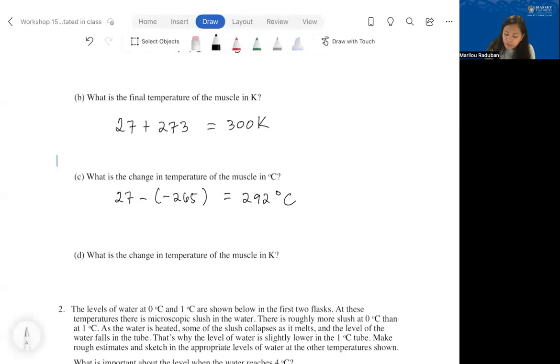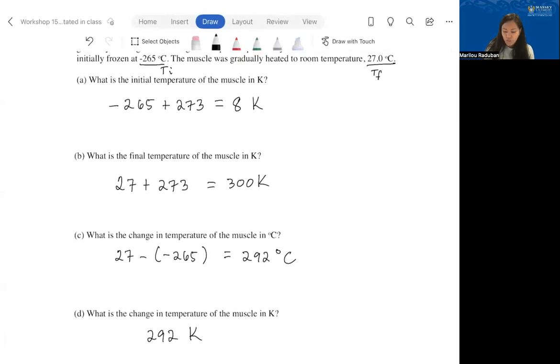So last question for number 1, what's the change in temperature in Kelvin? So we've seen in the lecture that the change in temperature in Celsius is equal to the change in temperature in Kelvin. So you can just write down that the change in temperature in Kelvin is also 292. Just change the unit from degrees Celsius to Kelvin. And that should give you the change in temperature in Kelvin.